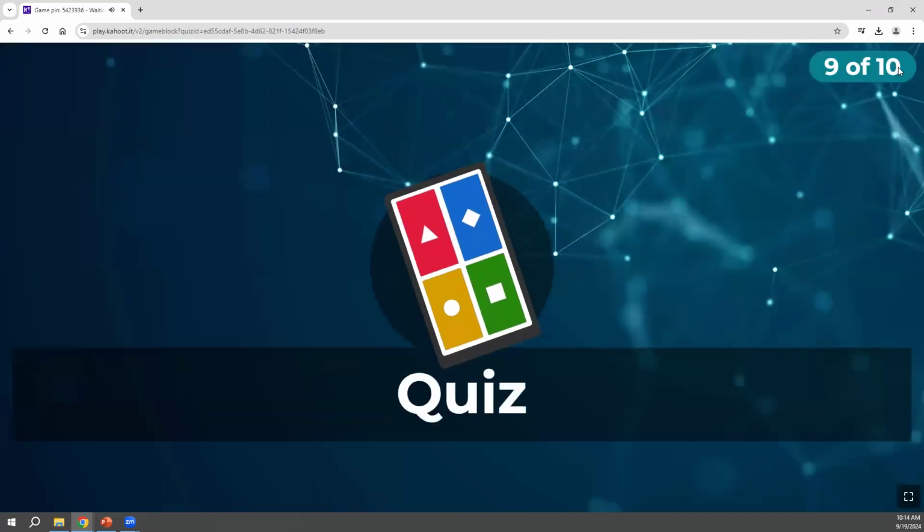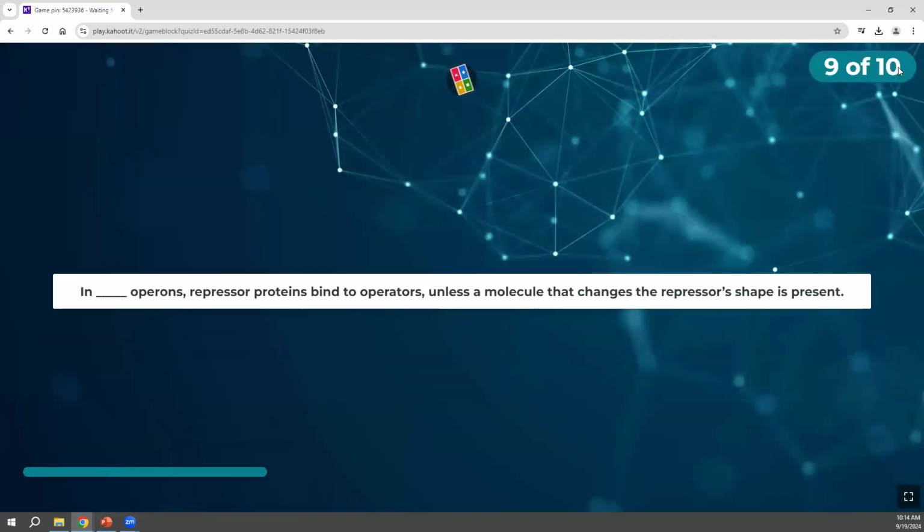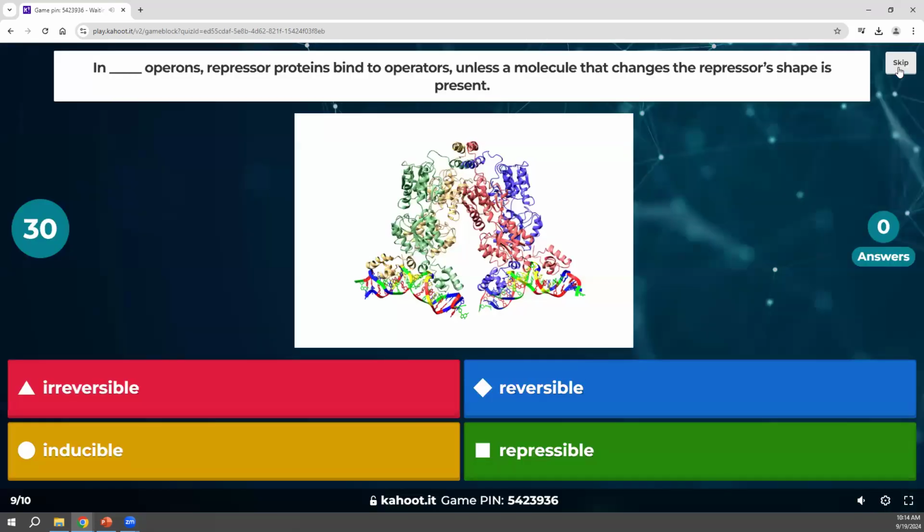Cool. All right. In what kind of operons do we have repressor proteins that bind to operators unless a molecule that changes that repressor shape is present? Fancy long word way we're phrasing this too. We're talking about a gene that isn't turned on until we get the signal to turn on. That's all that's happening here.